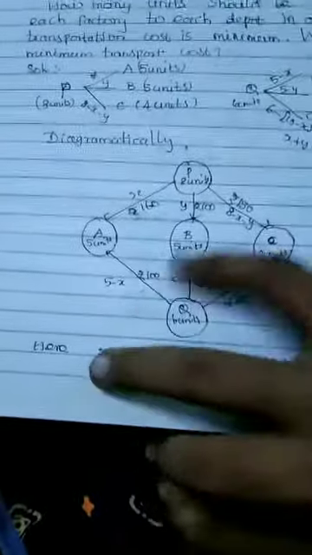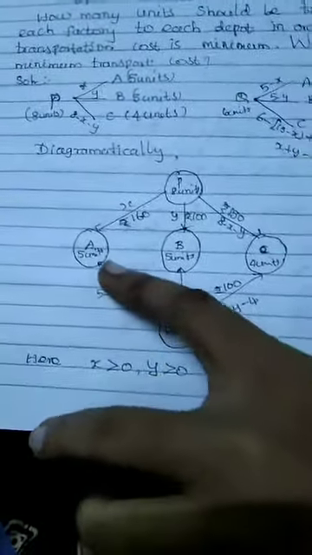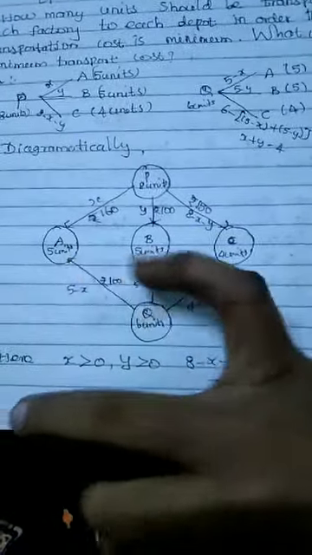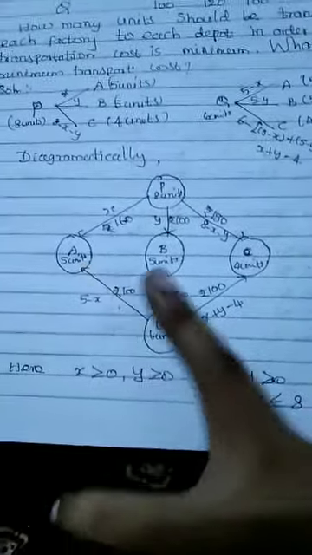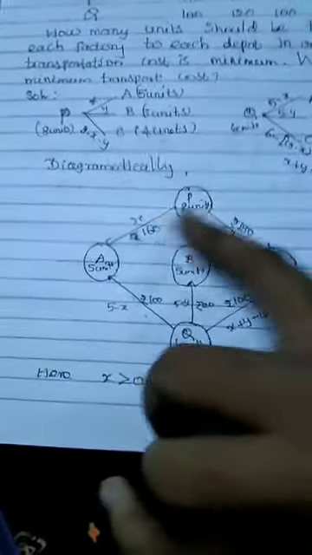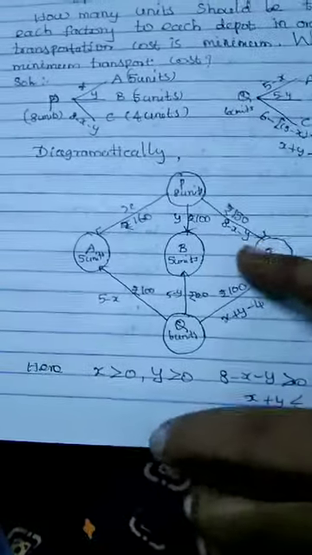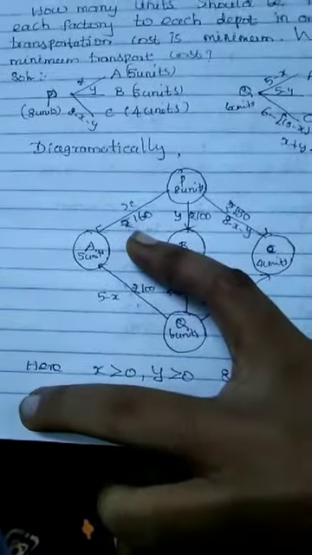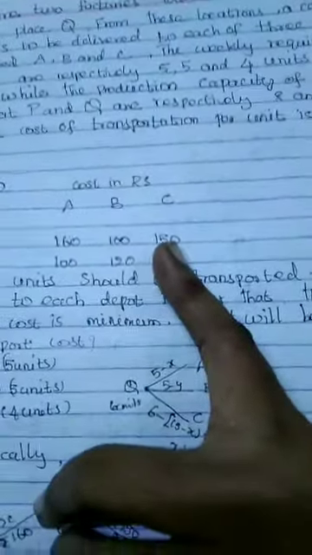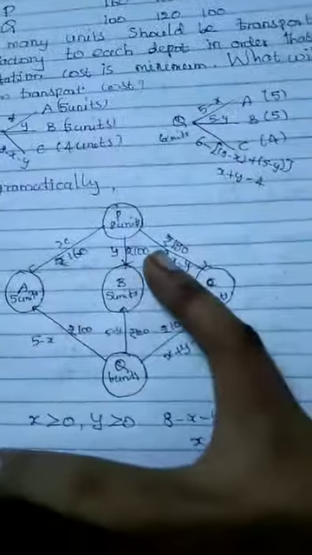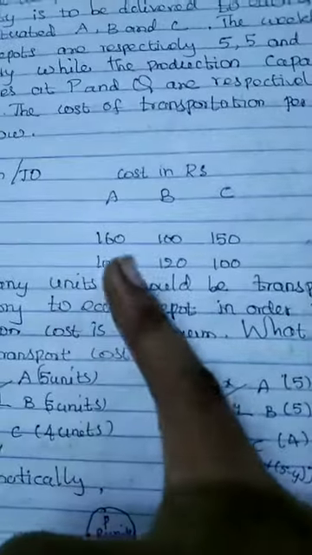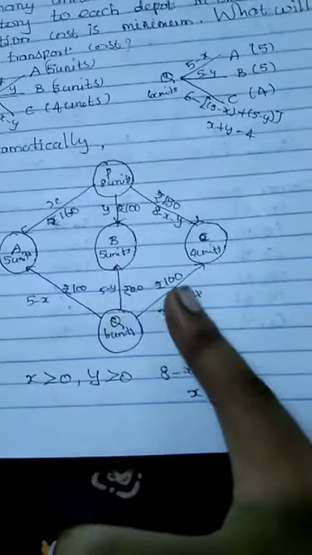Right. Now we want to represent the given diagram. Factories are P and Q, and then 3 depots are A, B and C. They can hold 5, 5, and 4. P to A is X, P to B is Y, and P to C is 8 minus X minus Y. The costs are clearly given: rupees 160, 100 and 150. They are represented here as 160, 100, 150, and from Q it is 100, 120, 100. So we are writing here itself 100, 120 and 100.